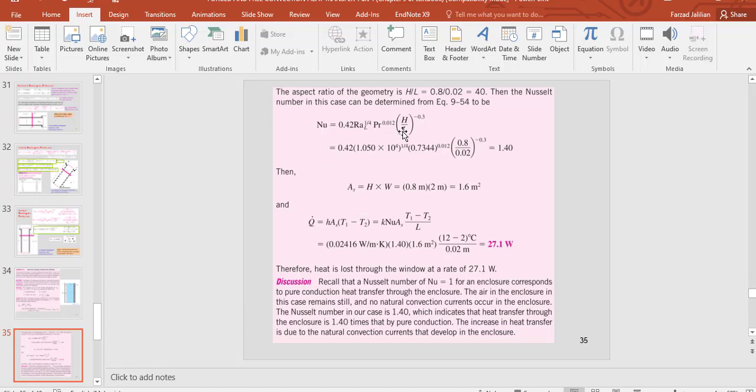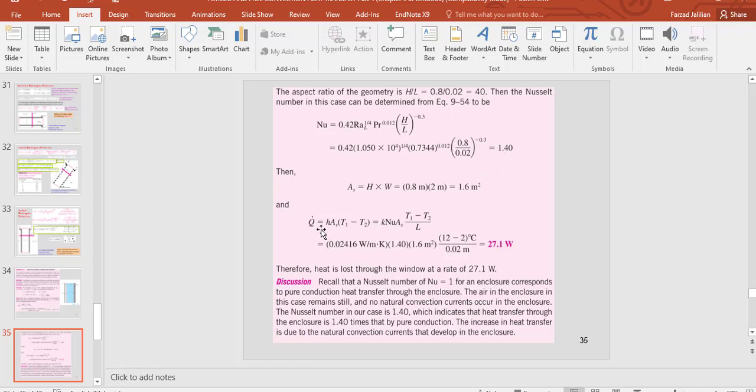So we can find the Nusselt number by this equation. The Rayleigh number we have already calculated, the Prandtl number we know from the table, and the aspect ratio we have calculated. So the Nusselt number after calculation will be 1.4. So we have a Nusselt number.